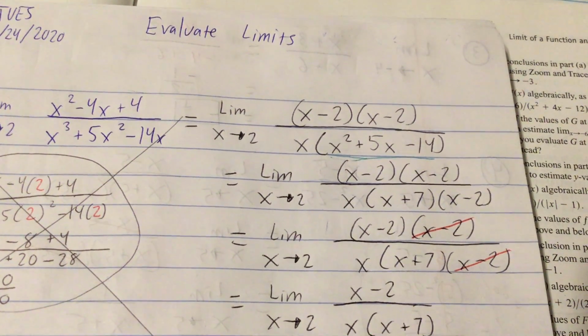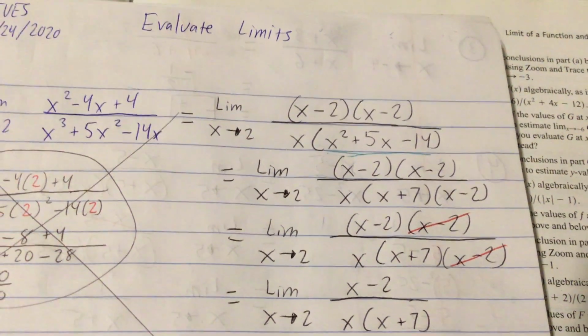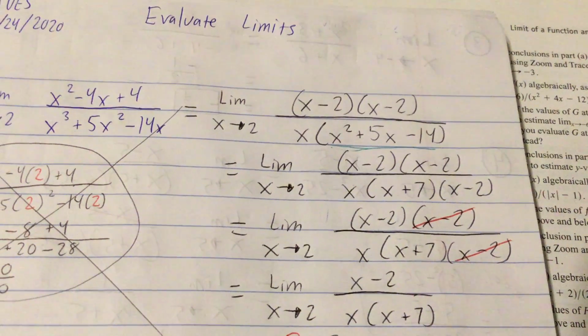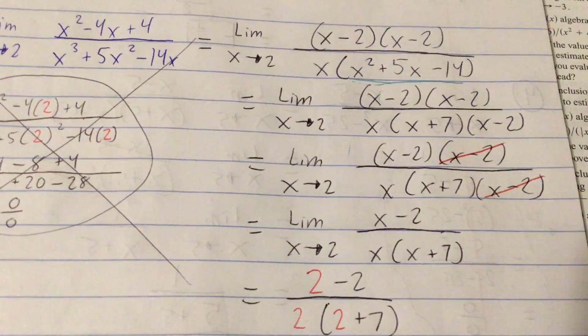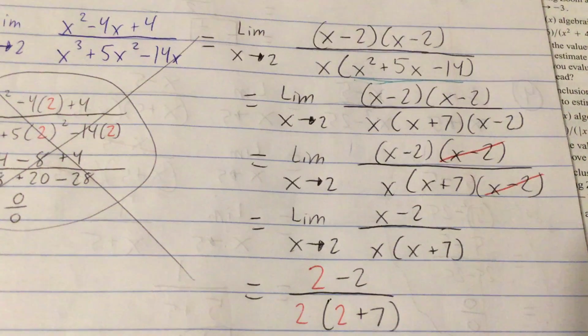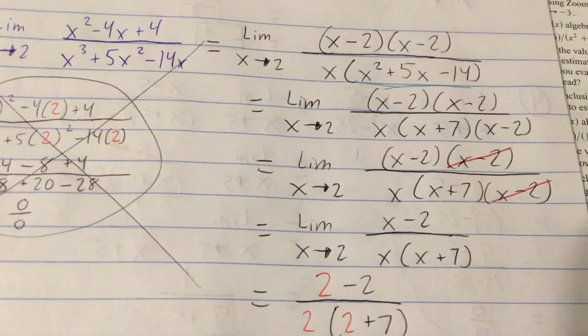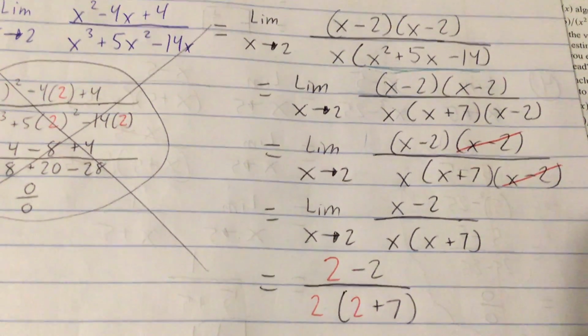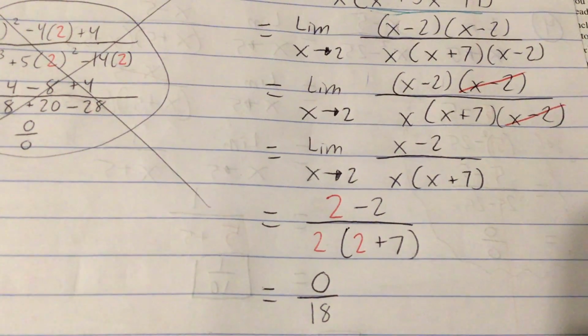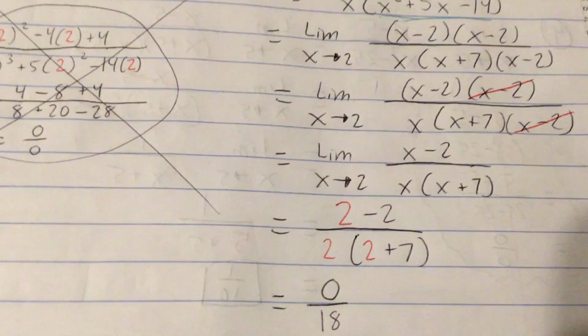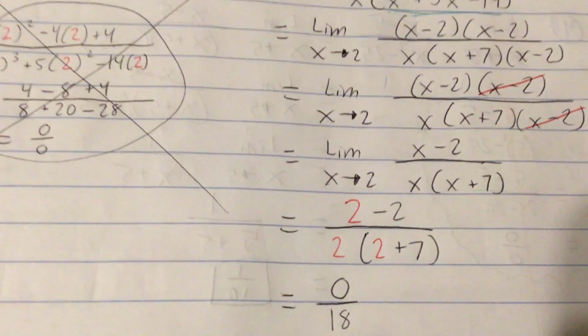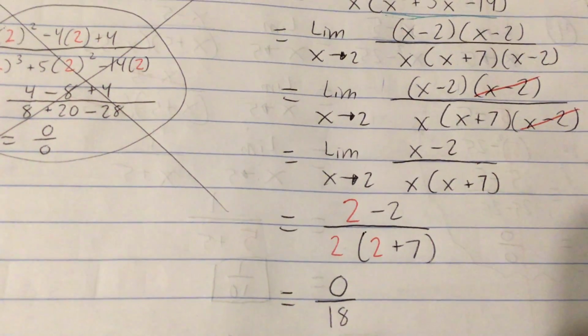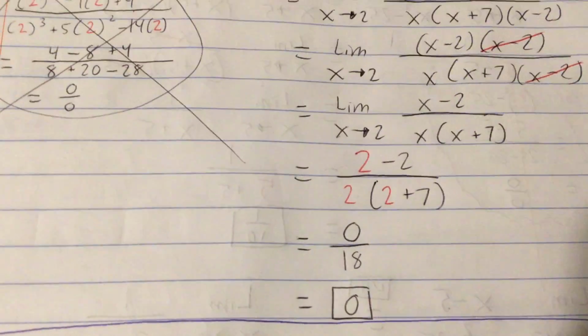Now, is it safe to plug in x equals 2? I know what you're thinking. You guys are looking a little anxious about that top part, because that 2 minus 2 is 0, but is the bottom going to be 0 as well? No. 2 plus 7 is 9. 2 times 9 is 18. If I plug in 0 over 18 into the calculator, that becomes 0.